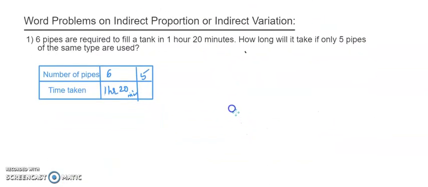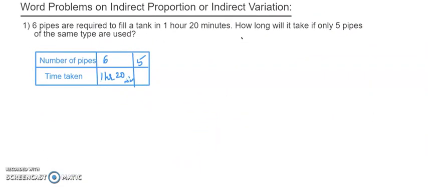If you see here, the first question says there are 6 pipes which together are being opened to fill a tank. So together when they are open, they take 1 hour 20 minutes. If some other person has to fill the same size of tank, but they are going to take only 5 pipes, then how much time will it take?